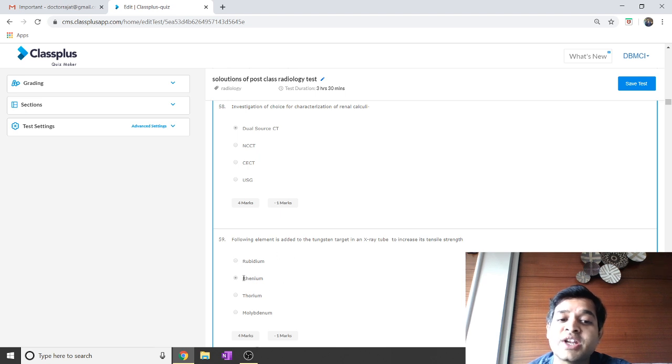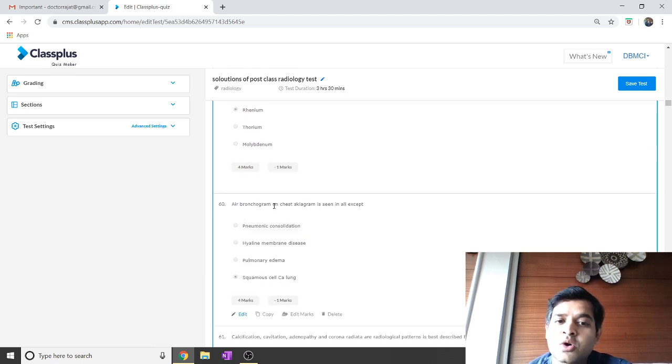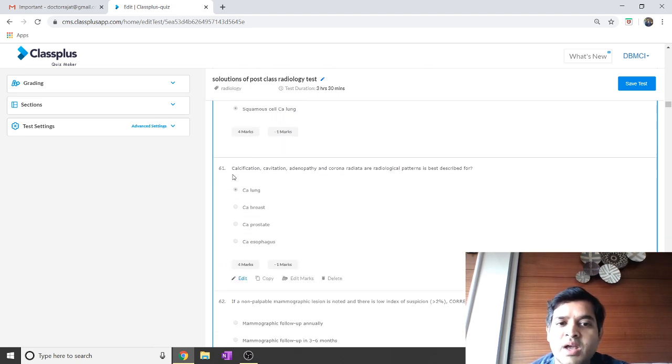The answer is rhenium. At the cathode, we add thorium, and at the anode, we add rhenium. Air bronchogram on a chest diagram is not seen in squamous cell carcinoma. There is an except in this, so please take care.